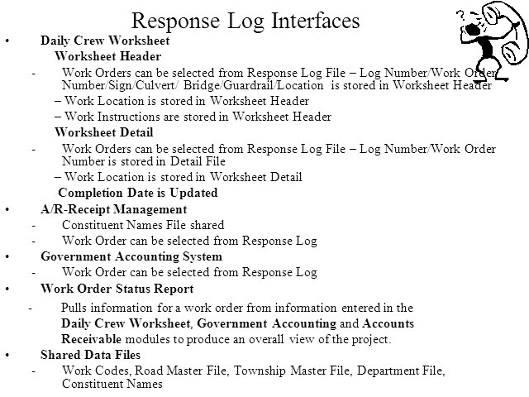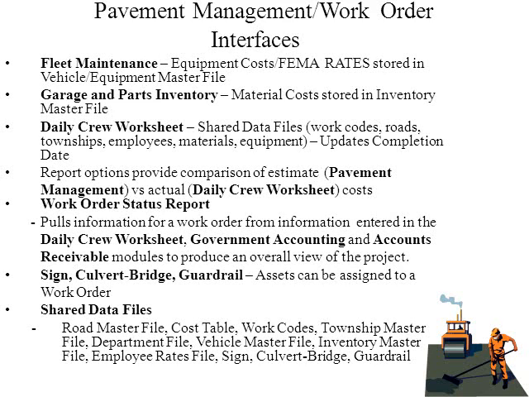A work order can originate in response log or the pavement management work order application. The work order can be assigned a work order number. The work order number is the link to entries made in Daily Crew Worksheet, Government Accounting, and Accounts Receivable. The work order status report combines all the costs and receipts associated with a work order to give an overview of the entire project.